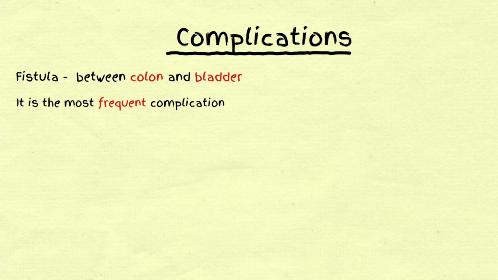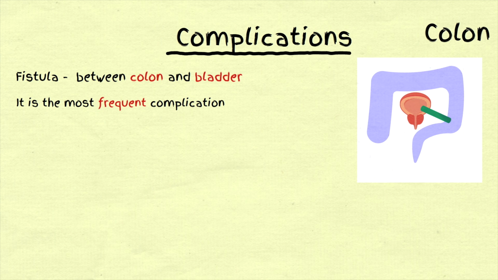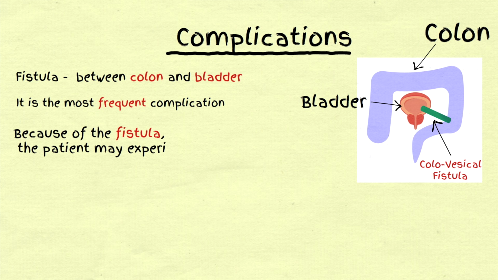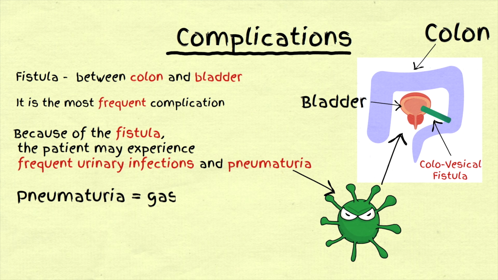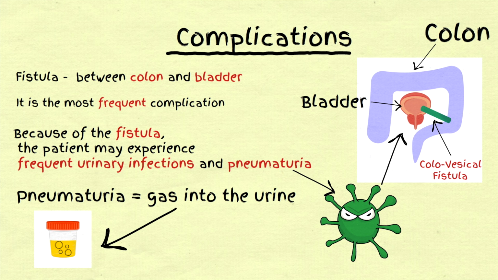It is more common in men than women, and because of this communication between these organs, we can see two important signs: urinary infections and pneumaturia. Pneumaturia refers to the presence of gas in the urine. This gas is produced by those microorganisms found in the feces that have arrived there through the fistula.